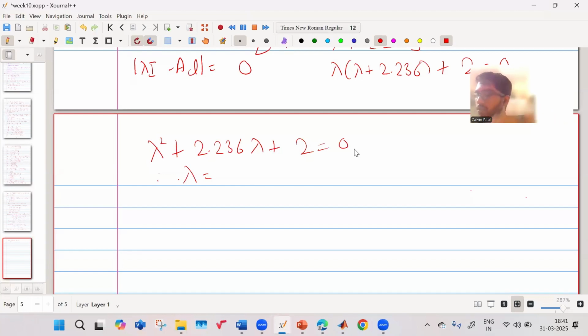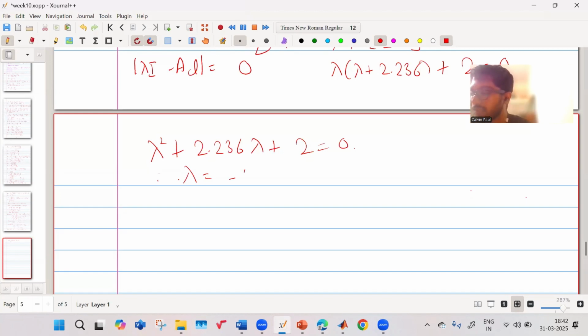Okay, so we have got the closed loop characteristic equation. So now we have to find the lambda. So lambda is equal to... In your exam, you will have to use the online calculator or you'll have to hand calculate it by yourself. So let us try.